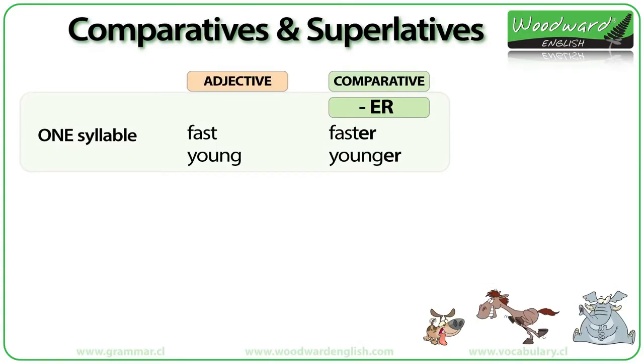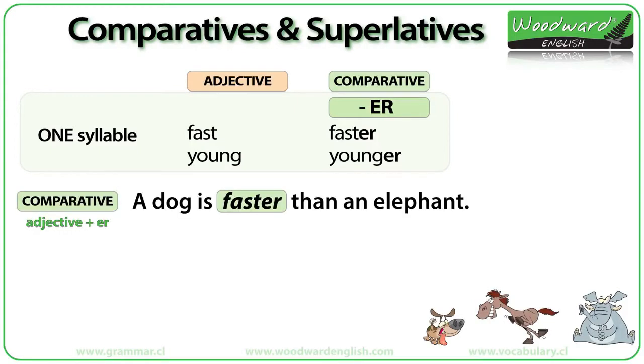When an adjective has 1 syllable, such as fast or young, we put er at the end of the adjective to make it a comparative. The adjective fast has 1 syllable, so we just add er to the end of it, faster. The adjective young has 1 syllable, so we just add er to the end of it, younger. Look at the example again. A dog is faster than an elephant. We say faster and not more fast, as you do in some other languages. Also, it is important to use than after the comparative. Faster than, slower than, younger than.